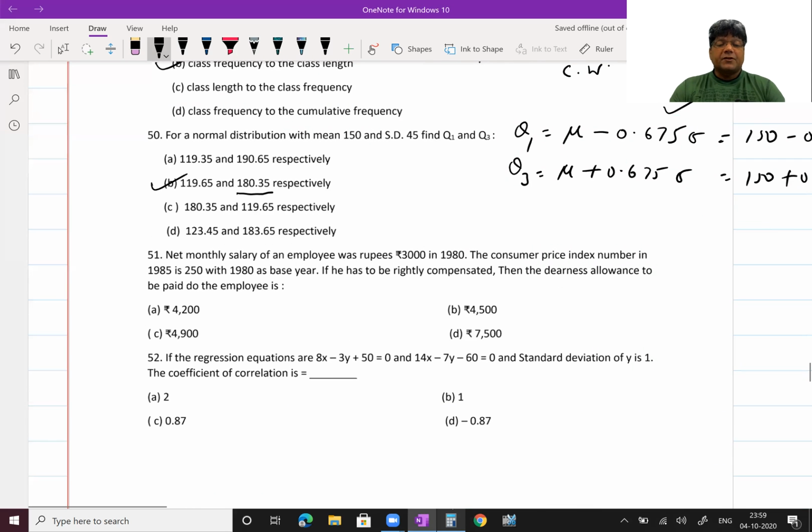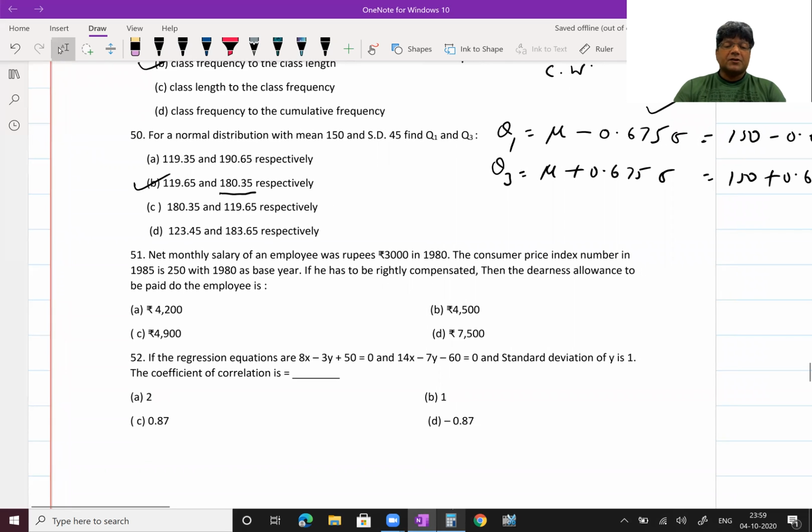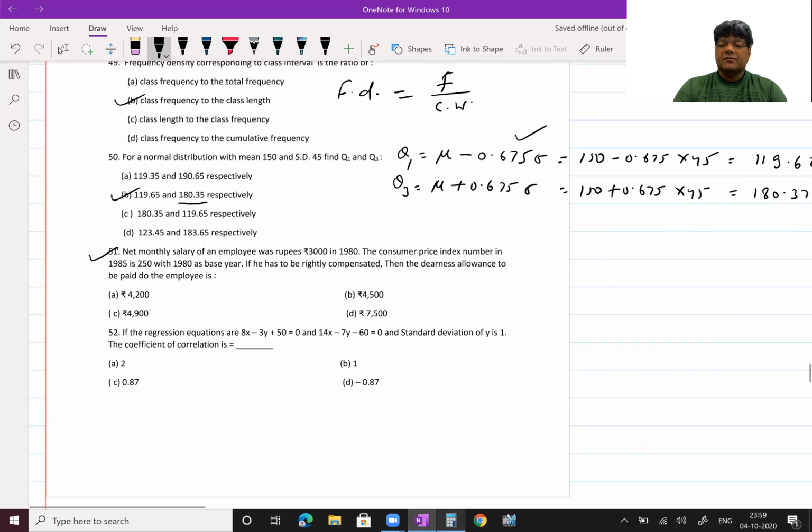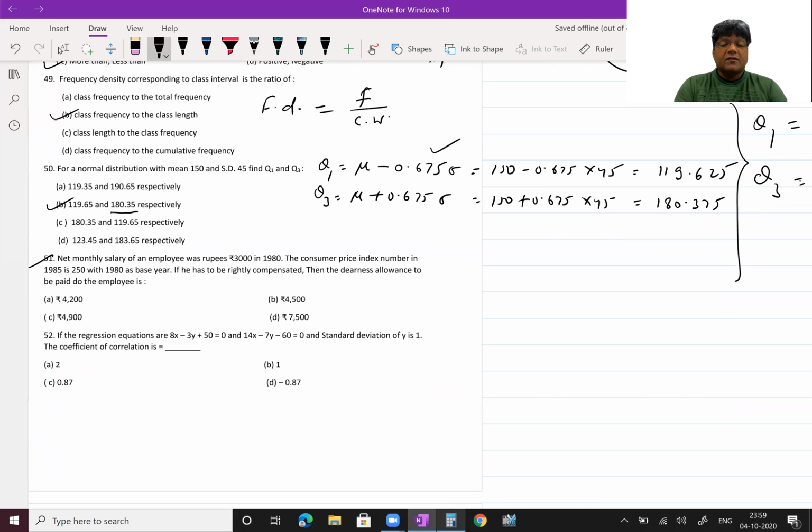Question number 51. The net monthly salary of an employee was, in 1980, the consumer price index number. Okay, this type of question, guys, we have done in index numbers. See, the monthly salary of an employee was rupees 3000 in 1980.